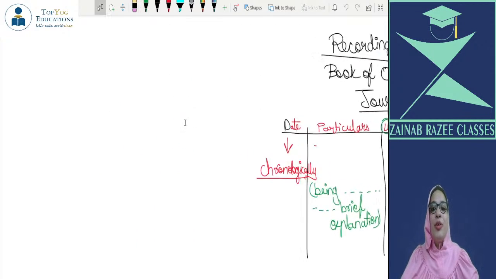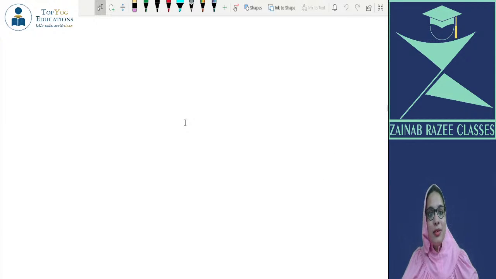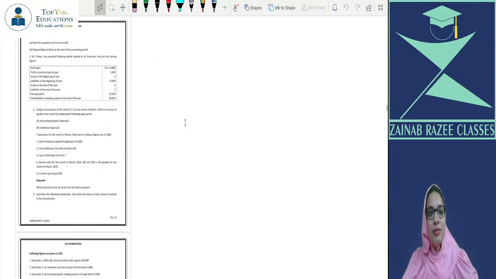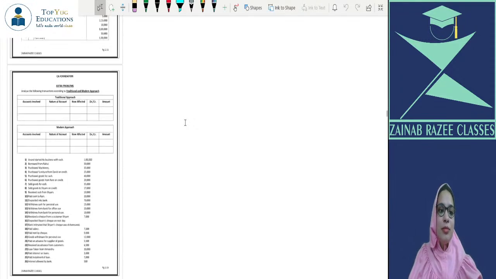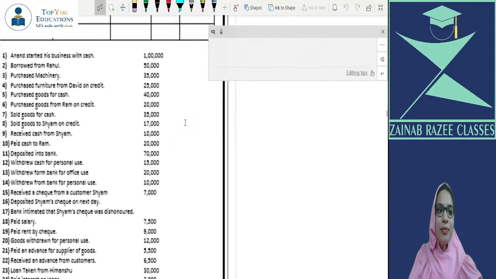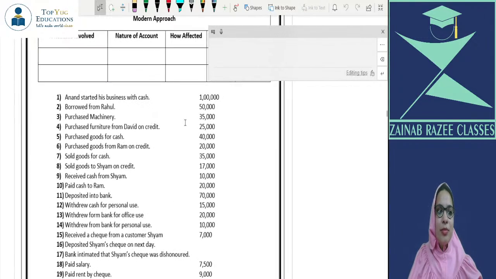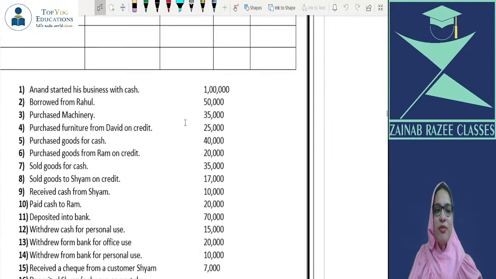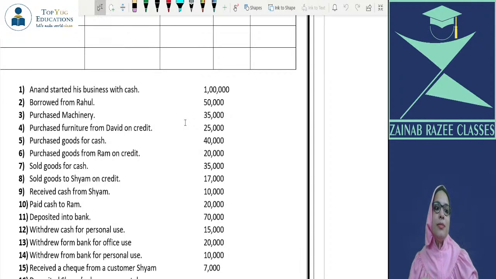Okay. So now let us come to a few transactions. As you all can see, is this clear on your screen? I'll not zoom in so much because then I'll not have any space to write. Is the screen clear to you all? Anand started business with cash. Is it clear?